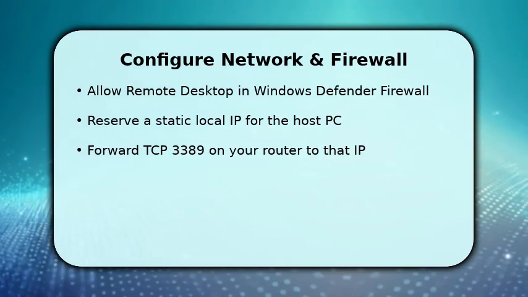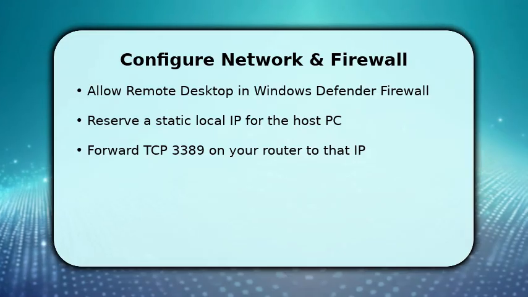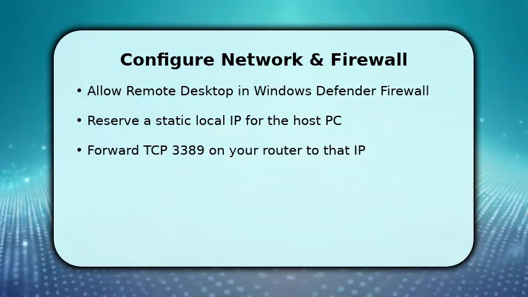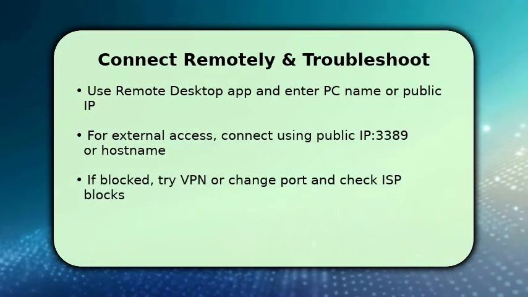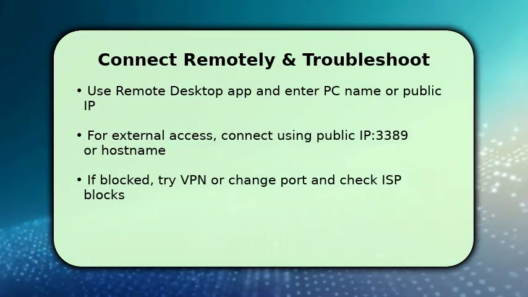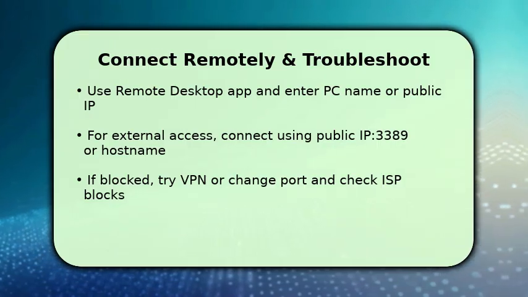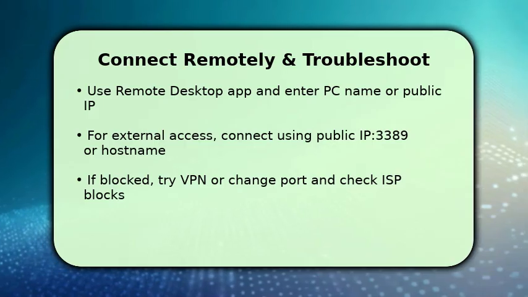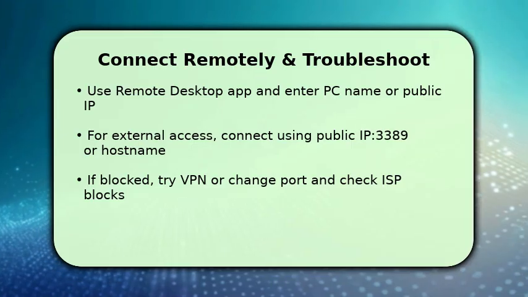Once complete, test local connectivity from another device on the same network to confirm the path is functional before attempting external access. Finally, connect using the Remote Desktop client. Enter the PC name for LAN links or your public IP when offsite, then authenticate with your Windows credentials. If the connection fails, verify port forwarding, firewall rules, and that the host is awake.